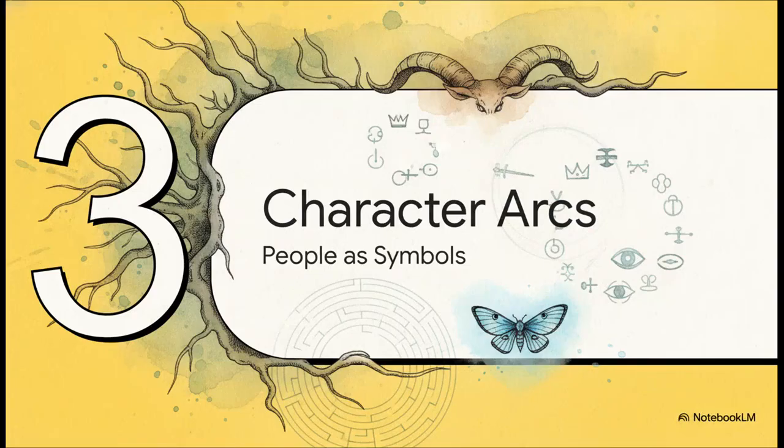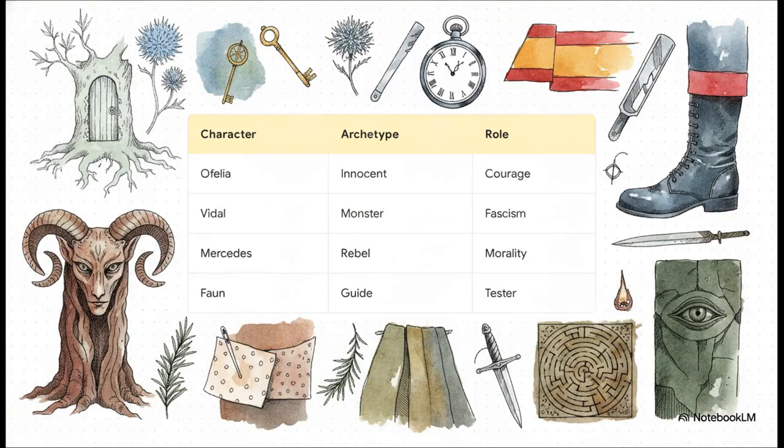Okay, let's look at Section 3, character arcs or treating people as symbols. Here is exactly how I like to break down the key players. First, we have Ophelia. She's the innocent seeker representing imagination and moral courage, choosing disobedience, but for the right reasons. Then there's Captain Vidal. Listen, he isn't just a generic bad guy. He is fascism personified. He's all about order, control, violence, and this desperate need for a clean Spain.